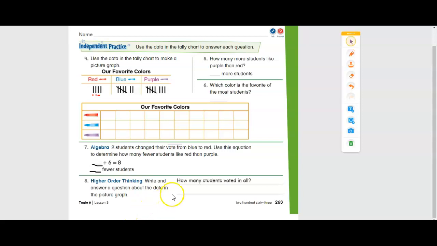My question is, how many students voted in all? If you would like to, again, answer my question on your workbook page, you could do that. Or if you would like to write and answer your own question, you can also do that. Mine says, how many students voted in all? Then you will write your answer in the blank below.